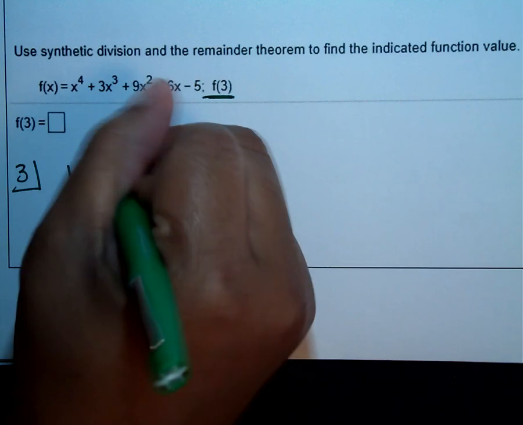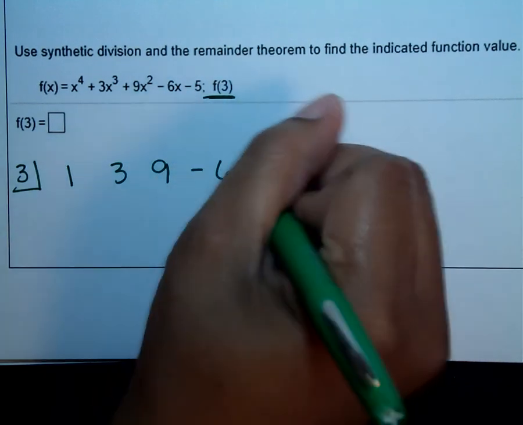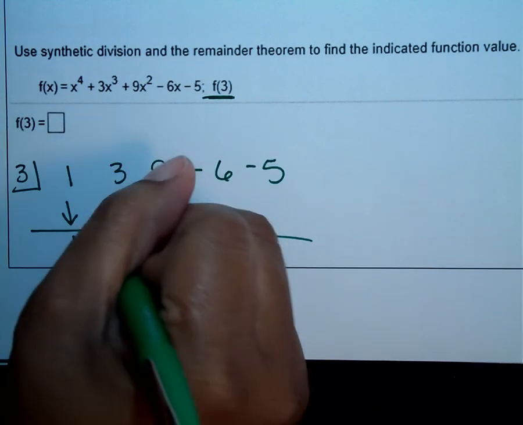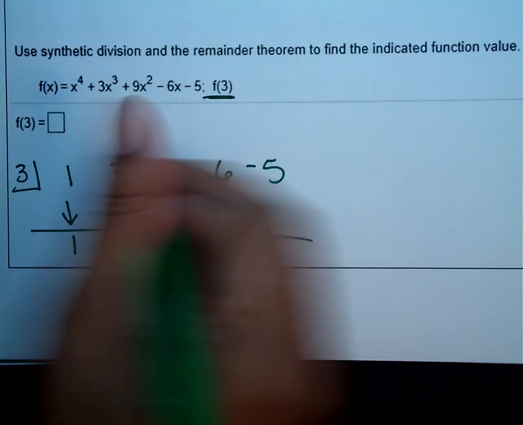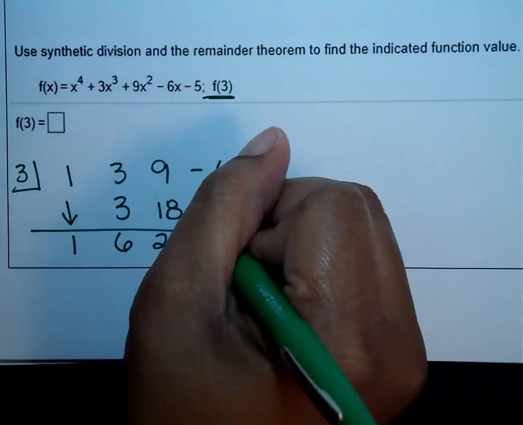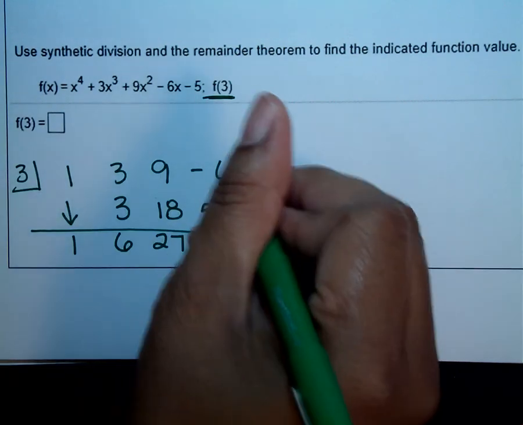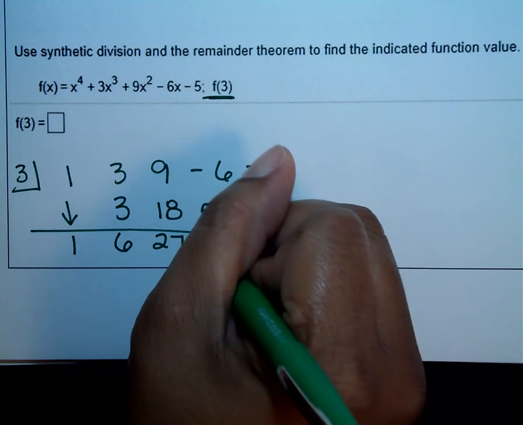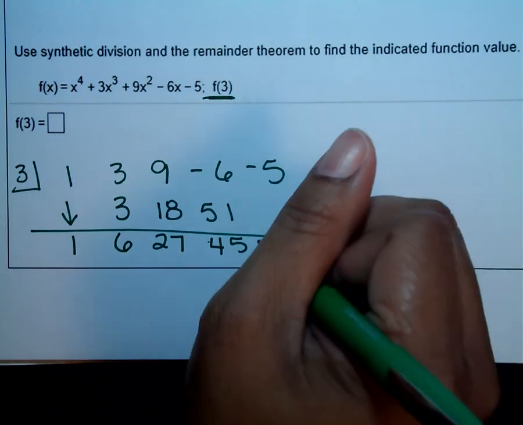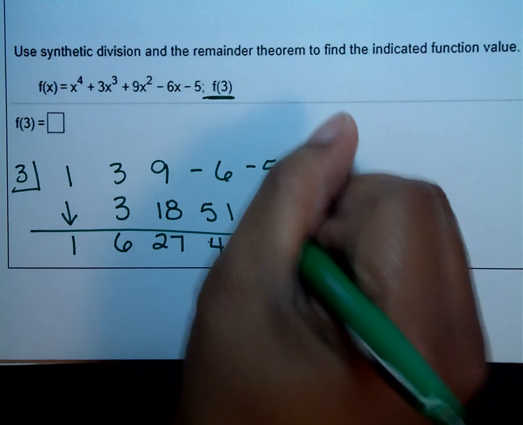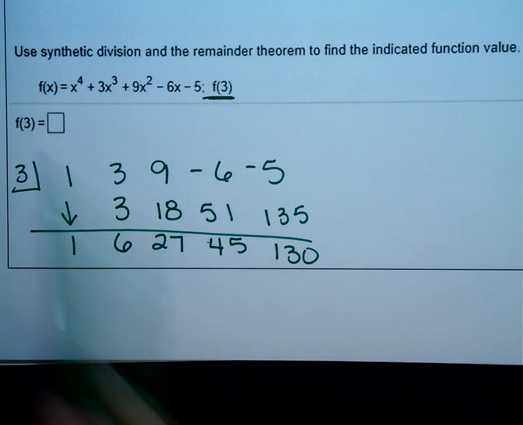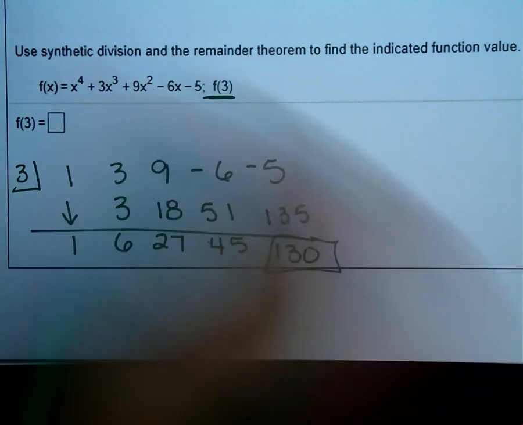So I got me a 1, a 3, a 9, a negative 6, a negative 5. Bring down my 1. 1 times 3, 3. 3 plus 3 is 6. 6 times 3, 18. 9 plus 18, 27. 27 times 3, 81. 81 minus 6, 75. 75 times 3 is going to be a big number. What is that? 225. Negative 5, 225 will give me 220. So this should be my answer.